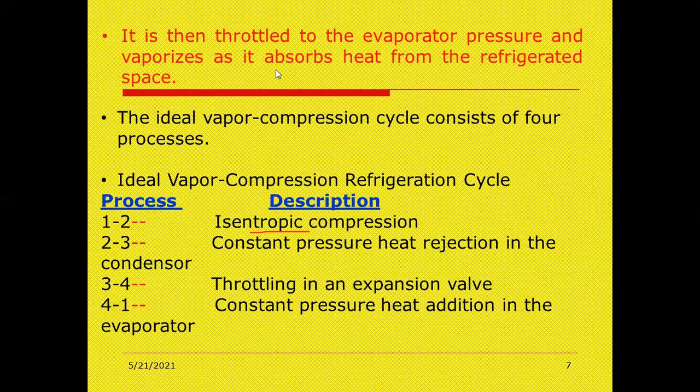So these are the four types of processes. 1 to 2 is isentropic compression. 2 to 3 is constant pressure heat rejection. 3 to 4 is throttling in the expansion valve. 4 to 1 is constant pressure heat addition in the evaporator. So these are the four main things we are dealing with. Right? Next.